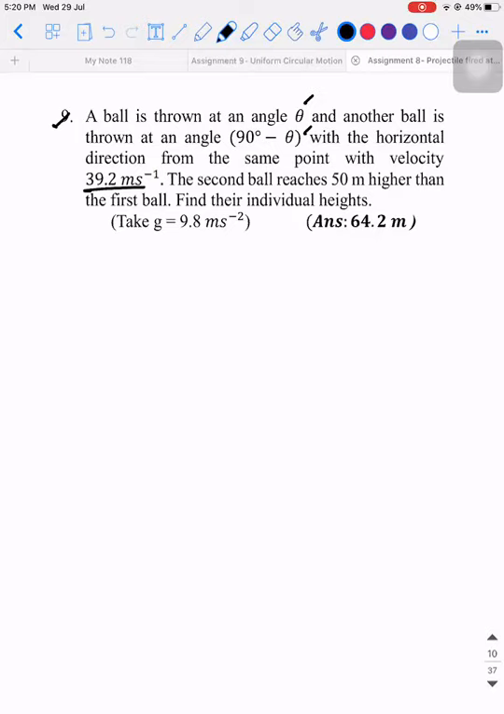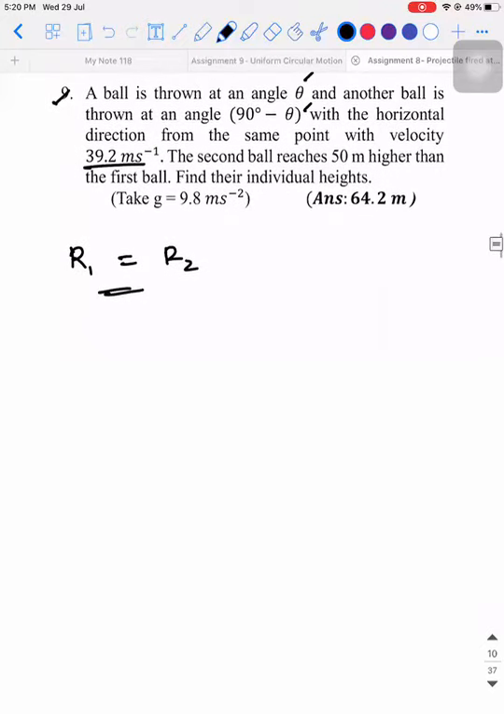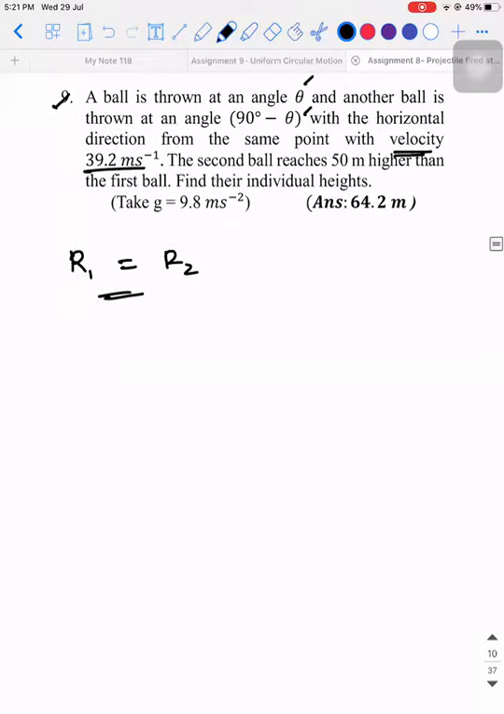The range will be equal. So R1 will be equal to R2. But sir, it's not mentioned that velocity will be equal. With velocity, they've given, no? From the same point, with velocity 39.2 meter per second means it is applicable to both the balls. They didn't mention with velocity 39.2 and 39.8 respectively, nothing like that. So when they mention it like this, both are thrown with the same velocity.